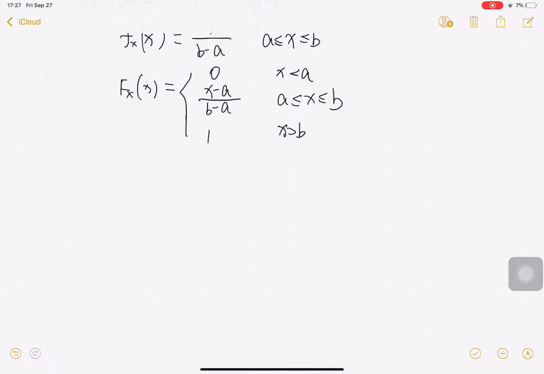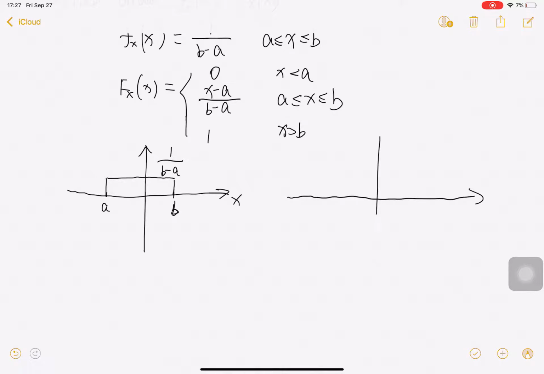First, let's draw the probability mass function. It is also an easy one. From A to B, the probability value is always 1 over B minus A, and this is x, right? And the probability density function is also easy according to the density function here.